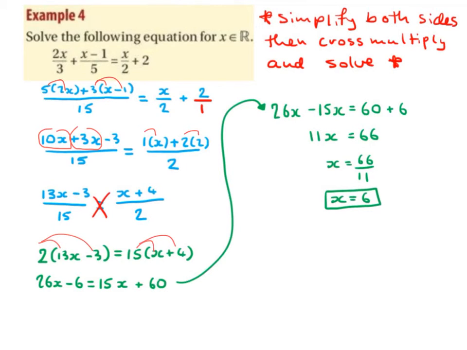So now what we're going to do is get all the x's on the left of the equal sign and all the numbers on the right of the equal sign. So this 15x comes over the equal sign and becomes minus 15x. And this minus 6 comes over the equal sign and becomes plus 6. So we have 26x minus 15x equals 60 plus 6. 26x minus 15x is 11x. 60 plus 6 is 66. 66 divided by 11 is going to be 6, so x is equal to 6. So what we did in this question was we simplified both sides, then we cross multiplied, and then we solved.